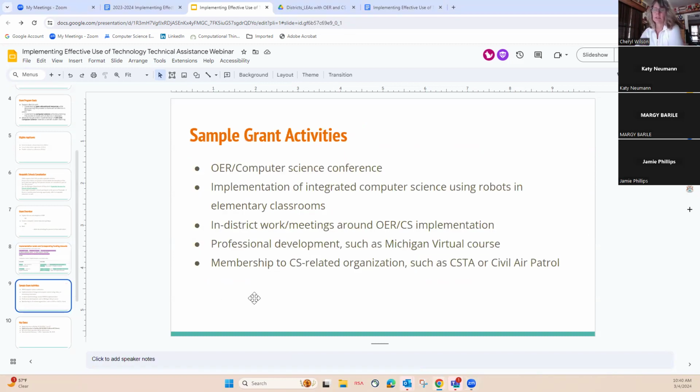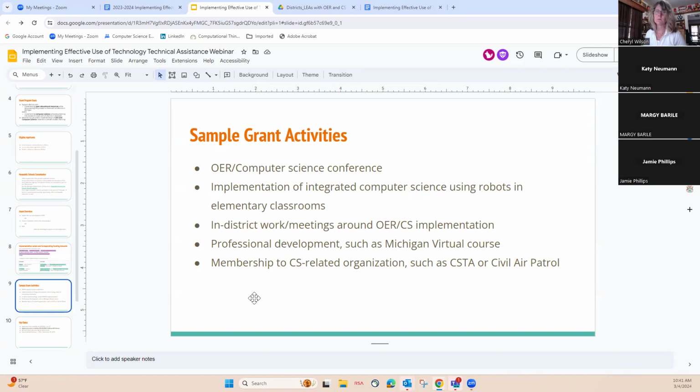So sample grant activities: potentially sending some people from your district to a conference. It can support that. Implementation of integrated computer science using robots. A lot of times districts want some of those tools and devices to use. This can support, especially with computer science, some of those funding requests. We do not generally support the purchase of computers; that is considered unallowable. We know that districts in general have funds through other means for that, and we suggest that you pursue other funding sources for that. But basically, for districts wanting Spheros, this is open for that.